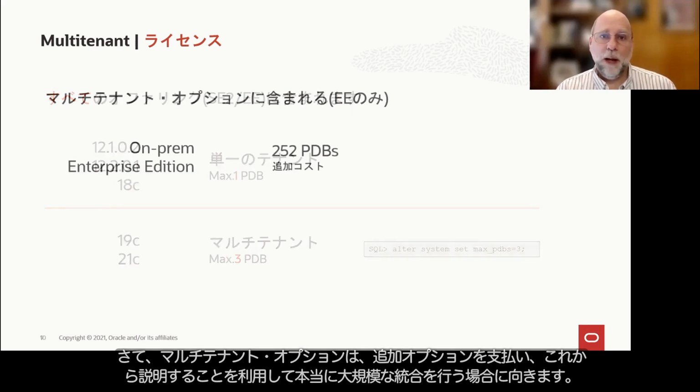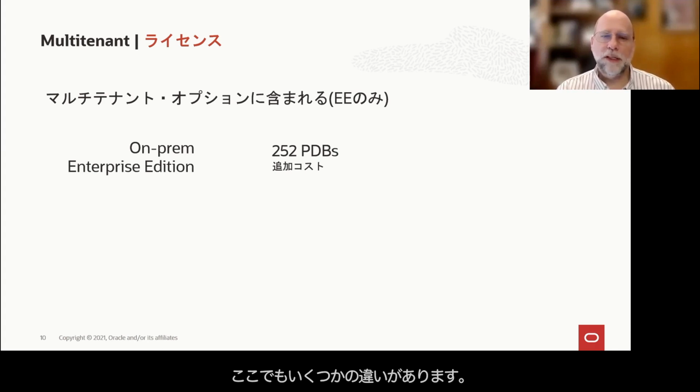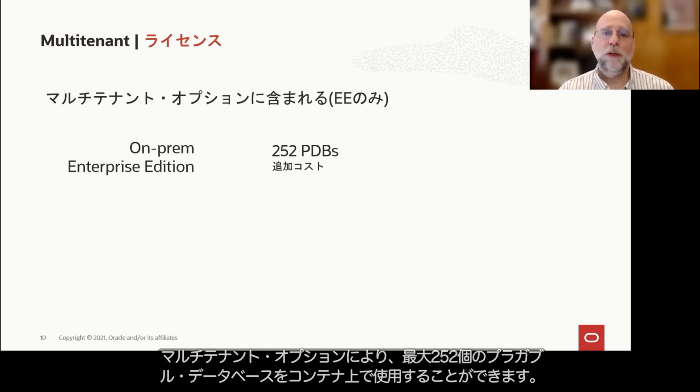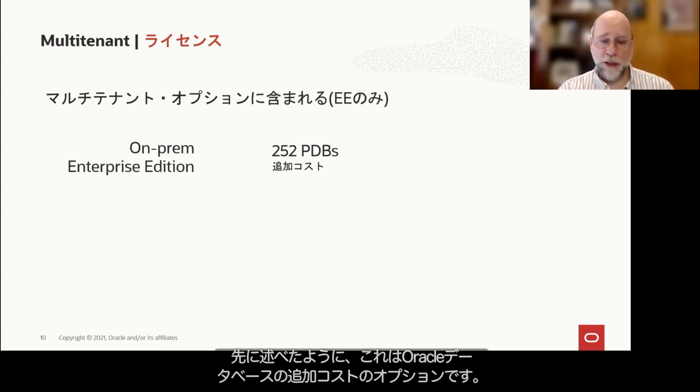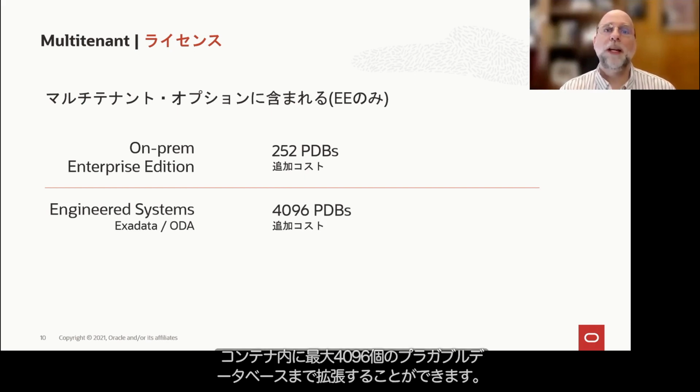Now, in the multi-tenant option, if you are going to pay for that extra option and do really large-scale consolidation to take advantage of the things that we'll talk about, well, there are, again, some distinctions there. If you're on premises with Enterprise Edition on non-engineered systems, you can have up to 252 pluggable databases in a container with the multi-tenant option. And as I mentioned, that is an extra cost option on Oracle Database. If you're on Exadata or ODA, Oracle Database Appliance, you can actually push that even further, all the way up to 4K, 4,096 pluggable databases in a container if you want to.